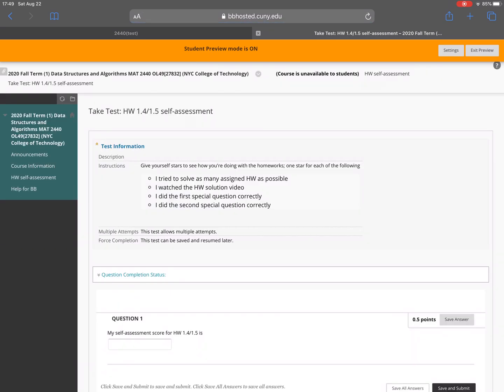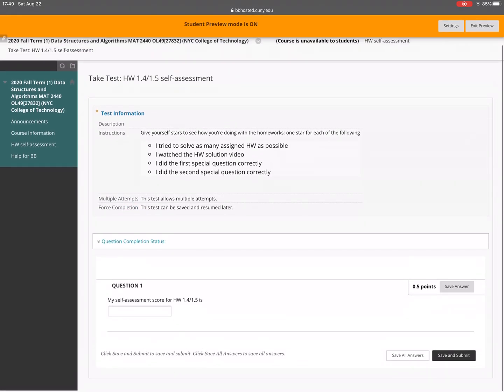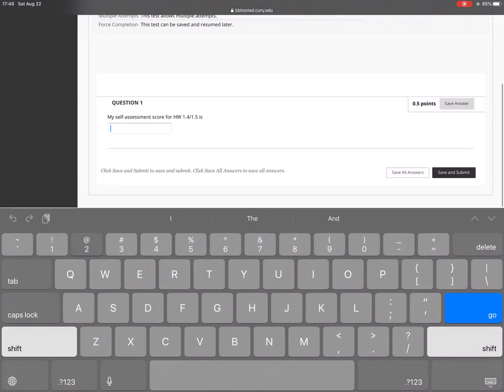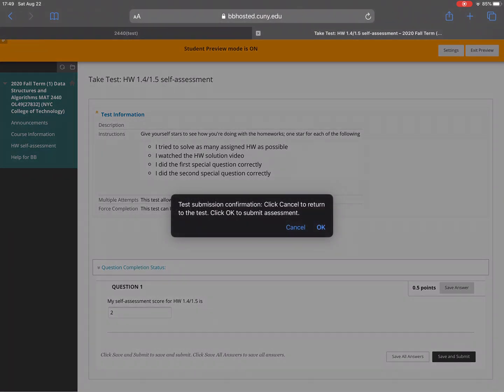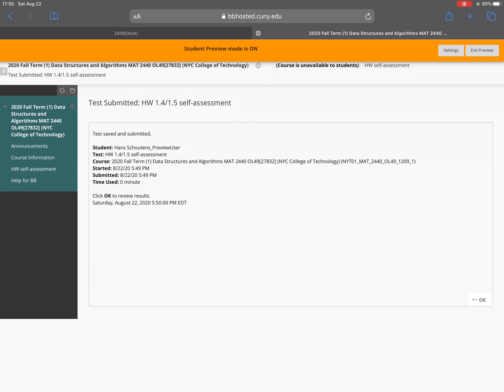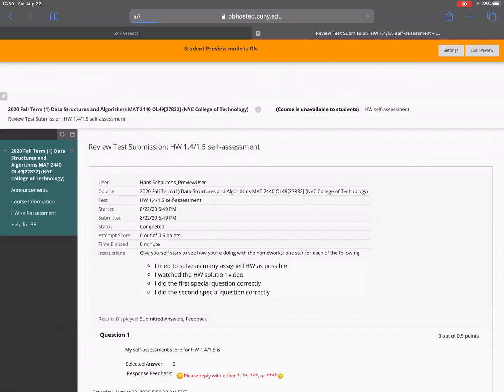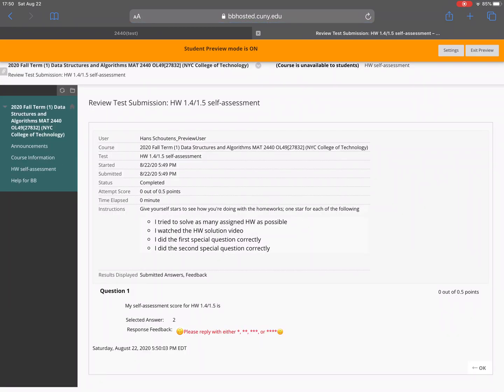Okay, so here again you say, I'm going to give myself 2 stars, so you write 2, right? 2 stars. Save and submit. Okay, yeah. I want to submit. I'm eager to see my grade. How much did I get? Oops, it's red. Why? Because you answered in the wrong way. You have to answer with the stars and not with the number.